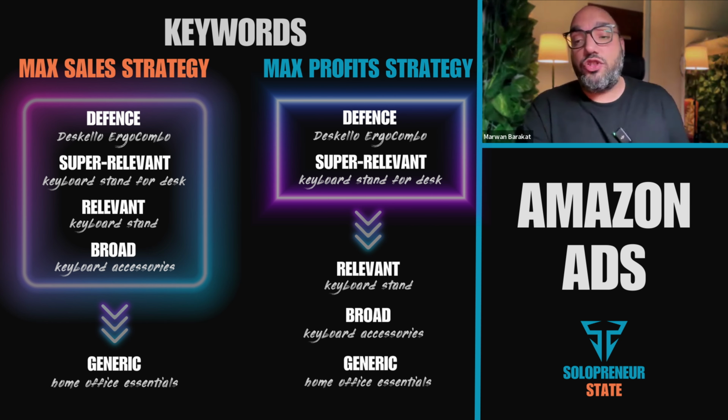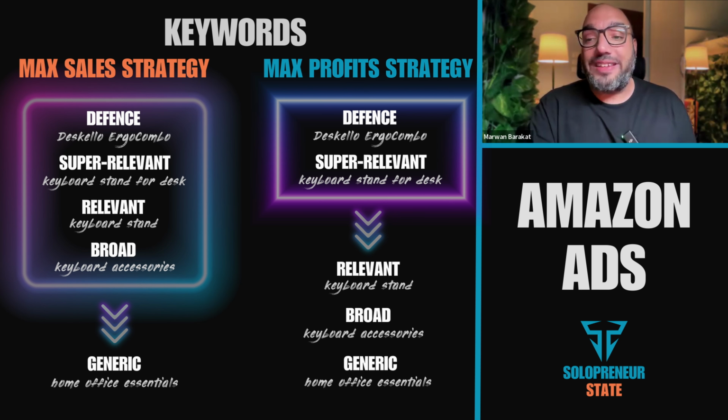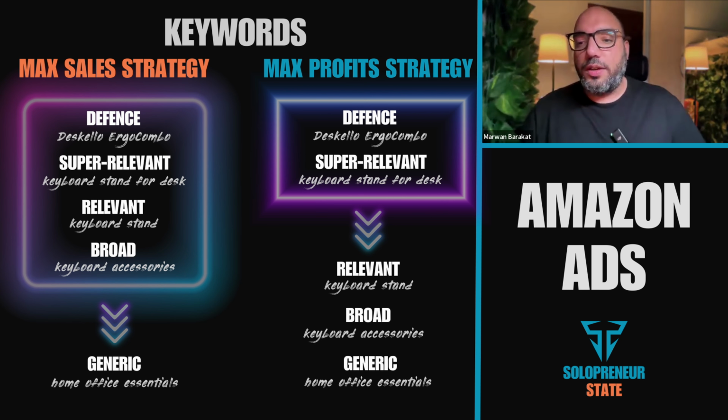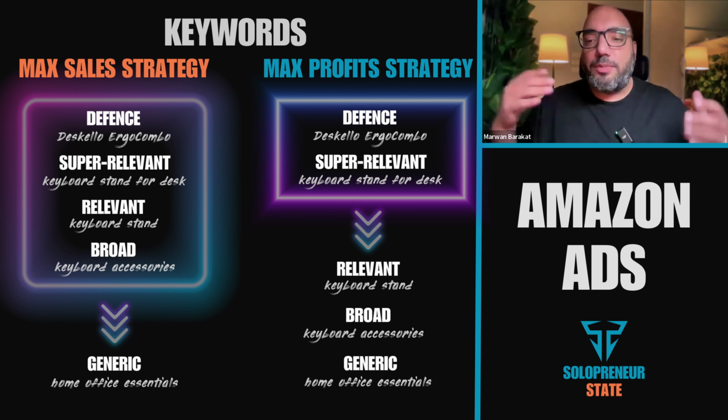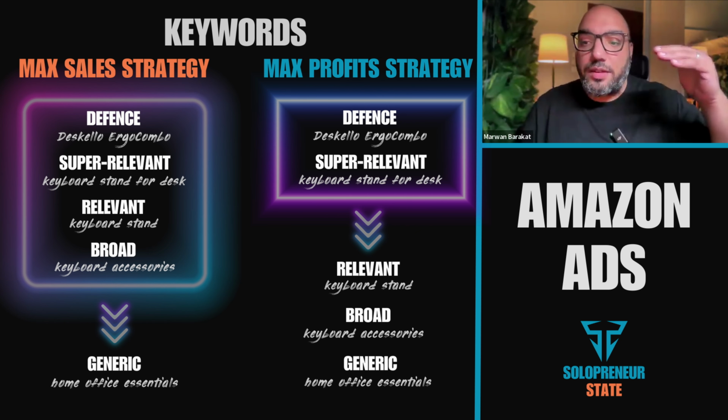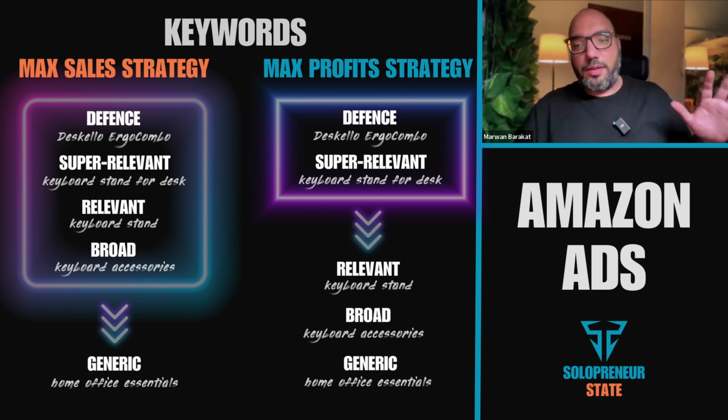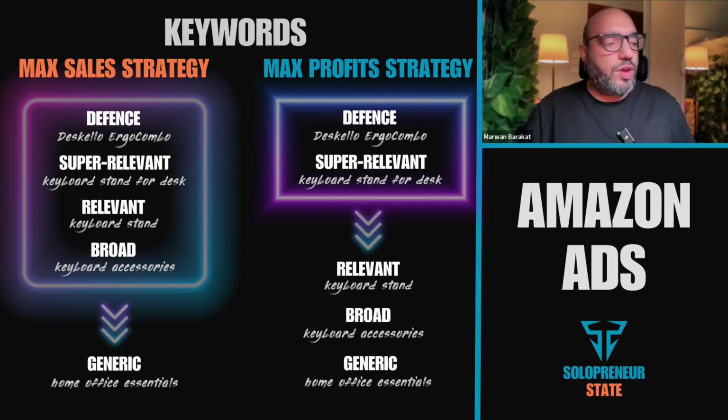Max sales strategy here. Now you're trying to maximize sales, right? So you're going to go in the beginning with defense campaigns, super relevant campaigns, and broad campaigns. All of these you're going to start with from day one. Why? Because again, you're trying to get as many sales as you can, because you're trying to let the algorithm know that you're here, because you're trying to rank, because you're trying to get organic sales. For example, the bestseller strategy.